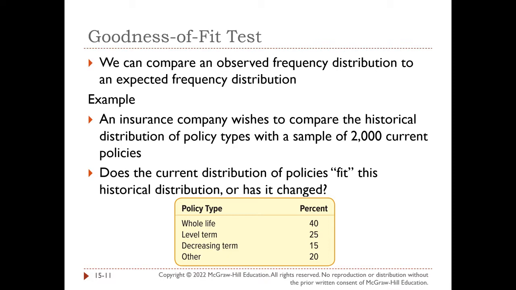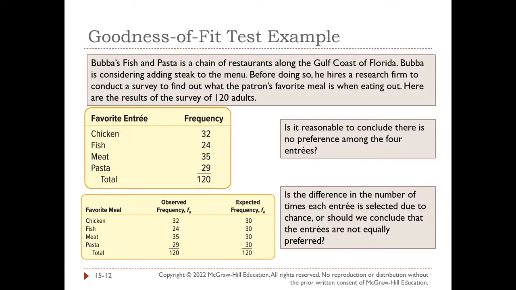An insurance company wishes to compare the historical distributions of policy types with a sample of 2,000 current policies. Does the current distribution of policies fit this historical distribution, or has it changed? Okay, so here's our information. Of our policies, whole life is 40%, level term is 25%, decreased term is 15%, other is 20%.